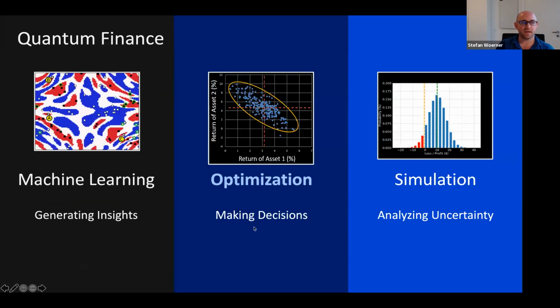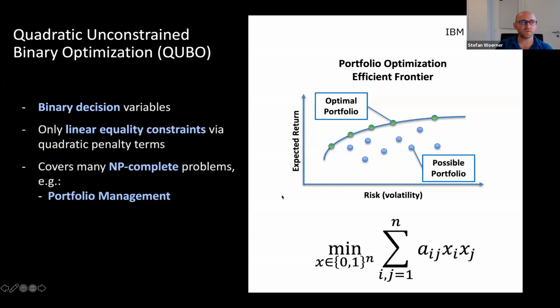All right, now let's talk about the second application area, that's optimization. And here we mainly focus on combinatorial optimization, or more precisely, quadratic unconstrained binary optimization. And this already tells you what kind of optimization problems we are focusing on. So we are minimizing a quadratic objective function without constraints over a set of binary variables.